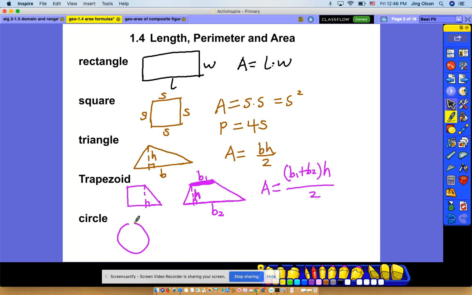Circle. From the center to the edge of the circle is called the radius. The diameter is the whole thing across. Half the diameter is a radius.